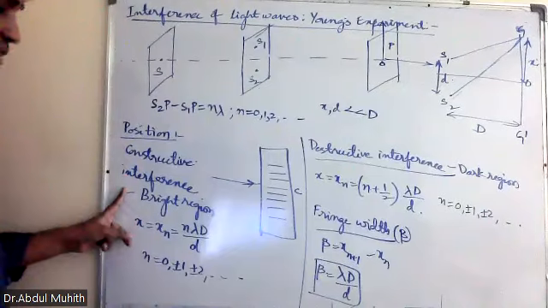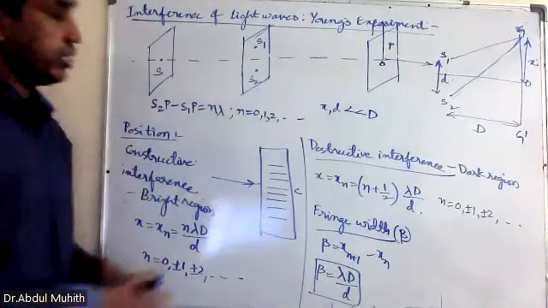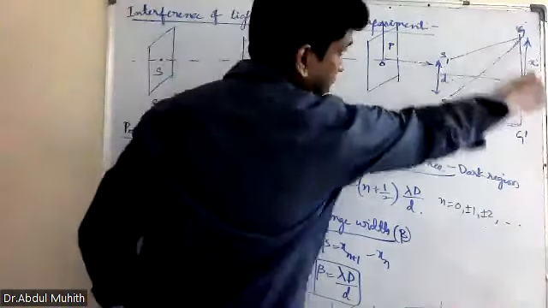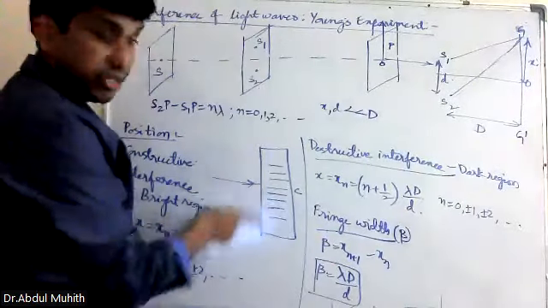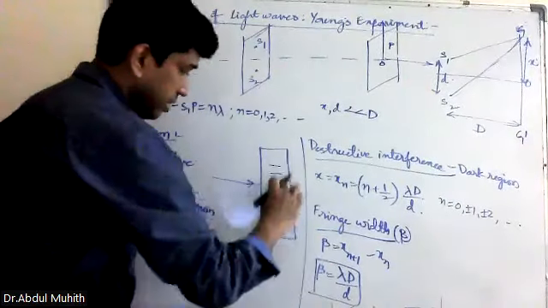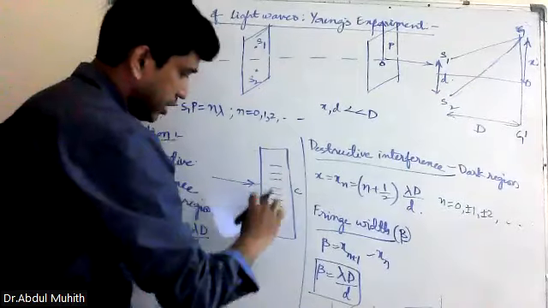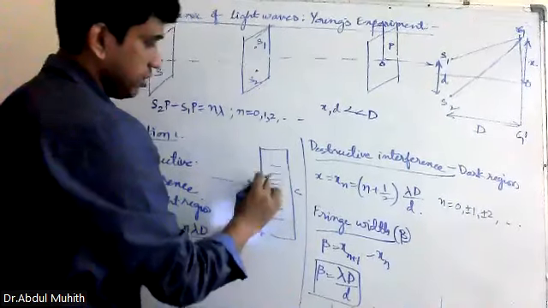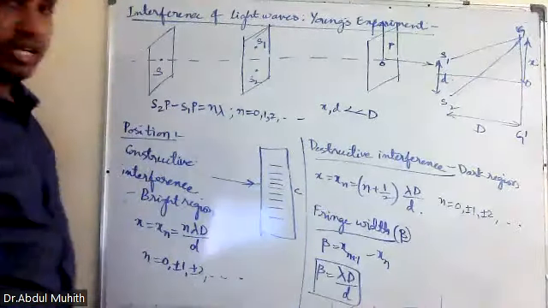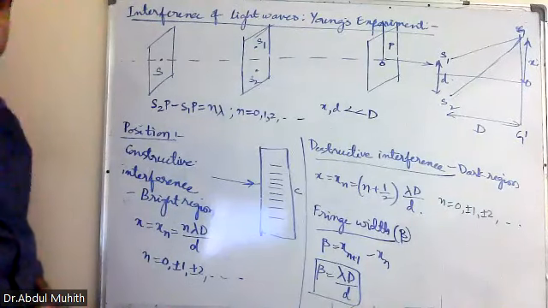The constructive interference. Where is the constructive interference formed? Here on the screen, if you see, this is the screen. On the screen, you get bright and dark fringes like this. Bright and dark, equally spaced. Bright and dark fringes equally spaced.